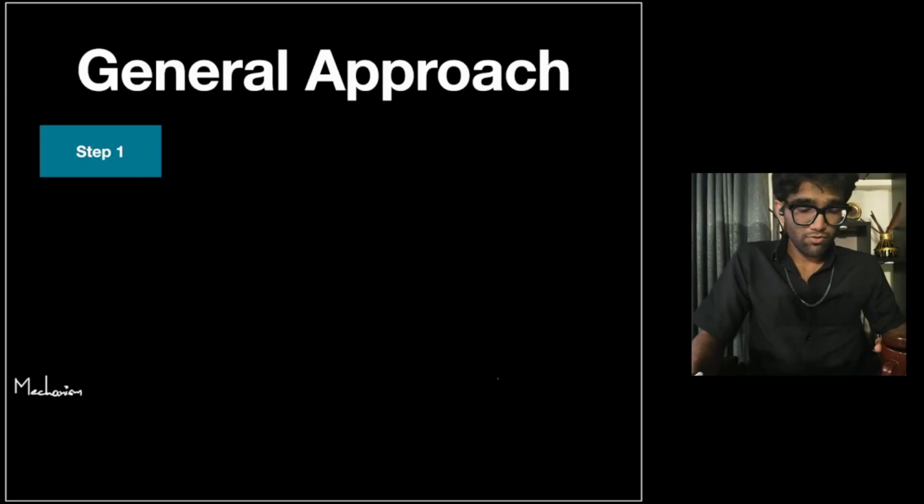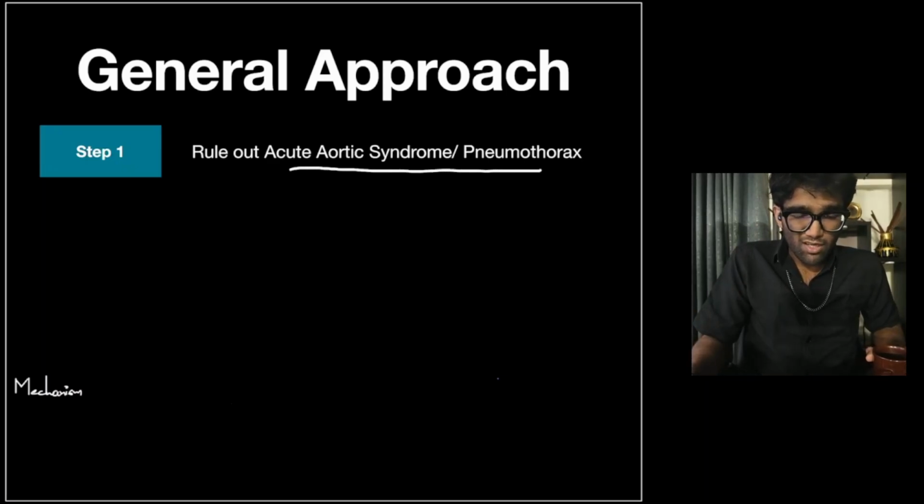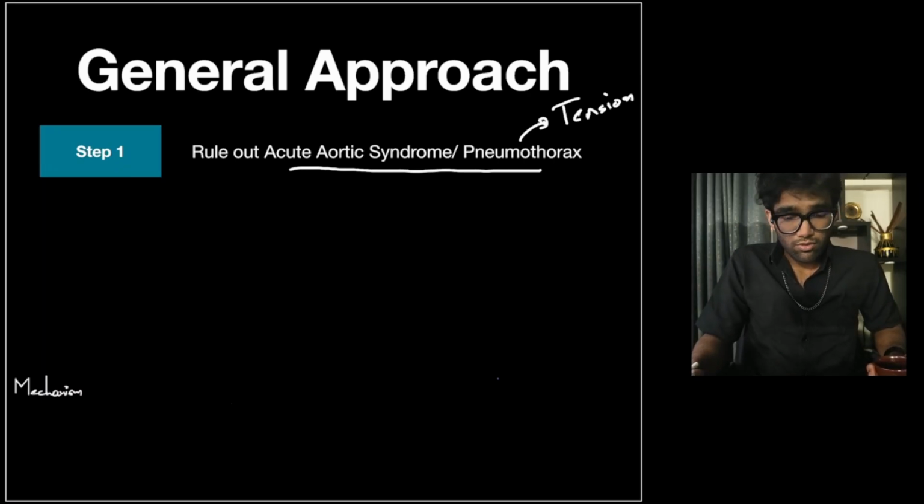First step is always to rule out an acute aortic syndrome or pneumothorax. These are two conditions that develop within seconds to a maximum of minutes, and both of them can be life threatening, particularly if the pneumothorax is a tension pneumothorax. That is why it is important to consider them and rule them out as soon as possible.